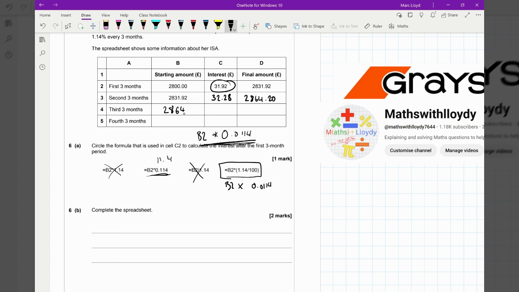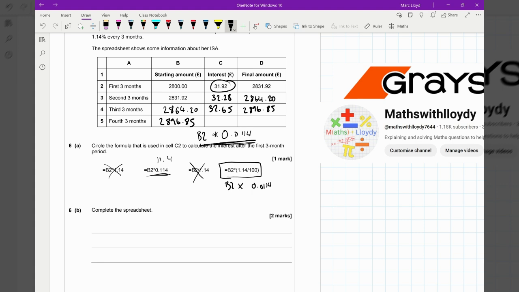Okay, we then write this one down here because the final amount from the period above, the second 3 months, will be the starting amount for the third 3 months. 2864.2 times by 0.0114, and that gives us 32.65. We then add that on, and we get 2896.85.